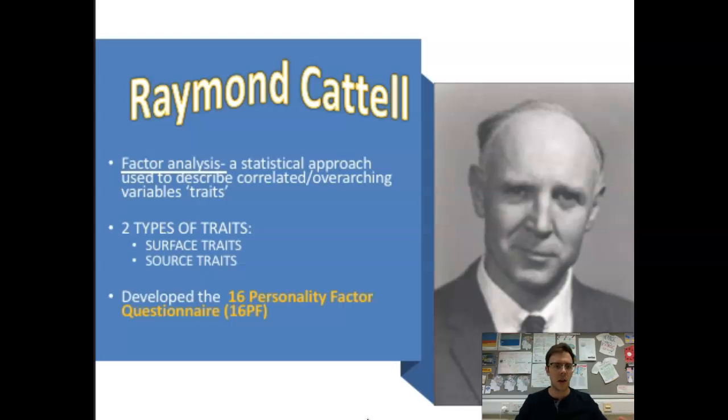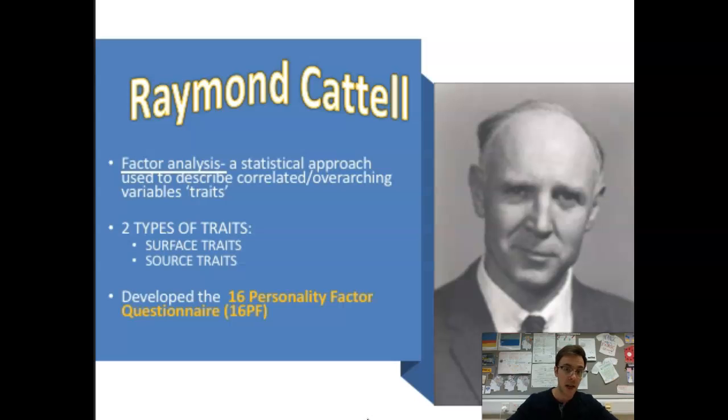He organized them into surface traits and then source traits, kind of like Gordon Allport with his three levels. Raymond Cattell had his two levels. He's got surface traits, source traits. So source traits are the underlying traits. So we were talking about submissiveness. So submissiveness would be a source trait.